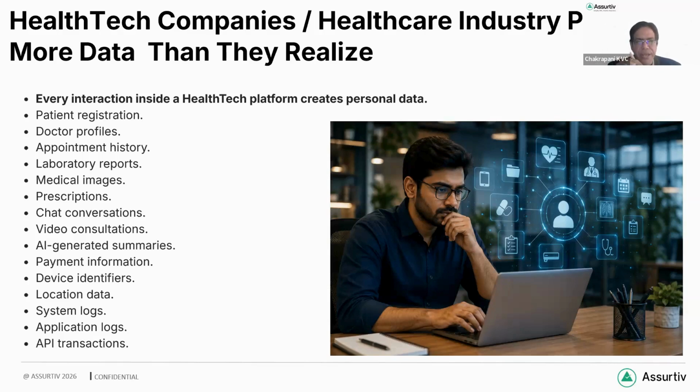One is patient registration. So as you know very well, either it's a clinic or a hospital, or a health tech company, patient details are going to be registered. Doctor profiles are going to be seen. Appointment history of a patient, laboratory reports, medical images, patient prescriptions, chat conversations, video consultations as well, AI generated summaries, payment information, device identifiers, location data, system logs, application logs, API transactions, whatnot, and the list is unlimited. So when we are processing these sorts of data, how risky we are.